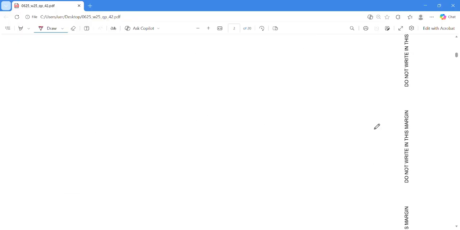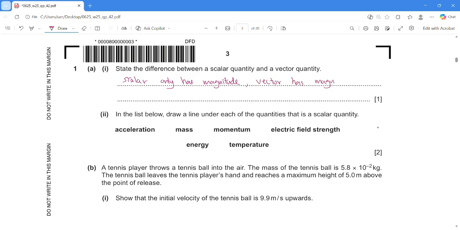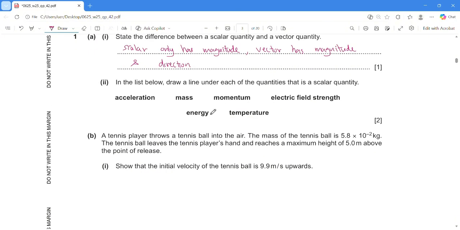Okay, let's look at the first question. State the difference between scalar and vector quantity. Oh my god, so easy. Even my grandma can do this. So, scalar only has magnitude. Okay, but vector has both magnitude and direction. Easy peasy. Number 2, in the list, underline each quantity that's scalar. So out of all these examples, the scalar quantities here are mass, energy, and temperature.